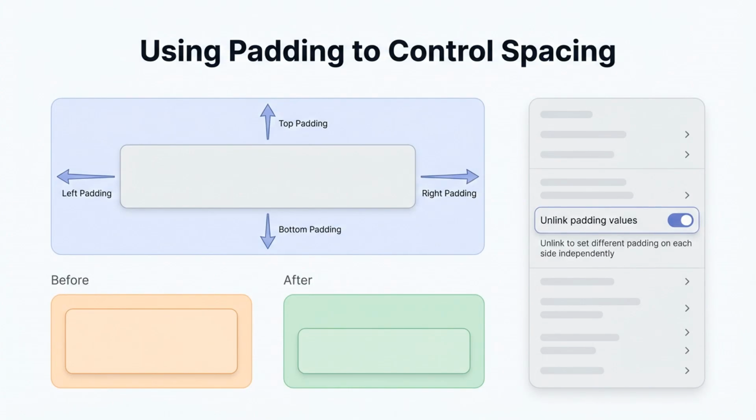Padding controls the breathing room between your content and the edges of its container. If your text or image looks cramped against the top of a section, add top padding in the Advanced tab. By default, all 4 sides are linked. Changing one changes all. Click the Unlink button to set each side independently. For example, you might want 50 pixels of top padding, but only 20 pixels on the sides.